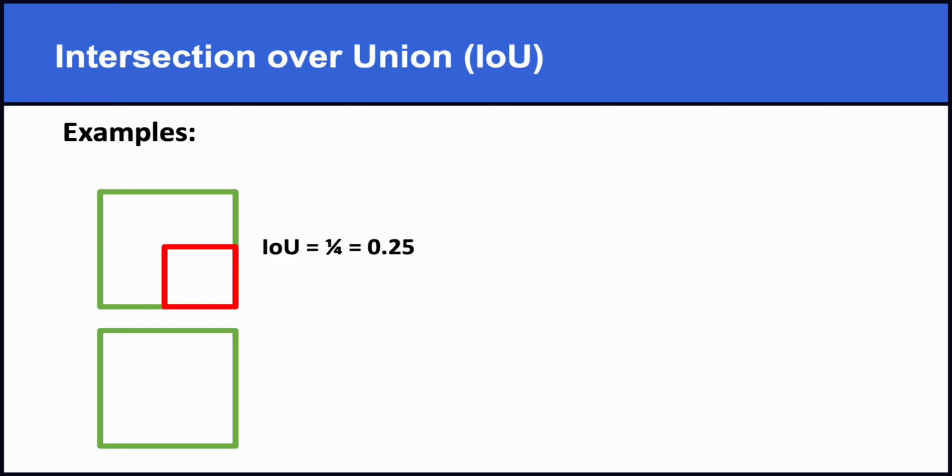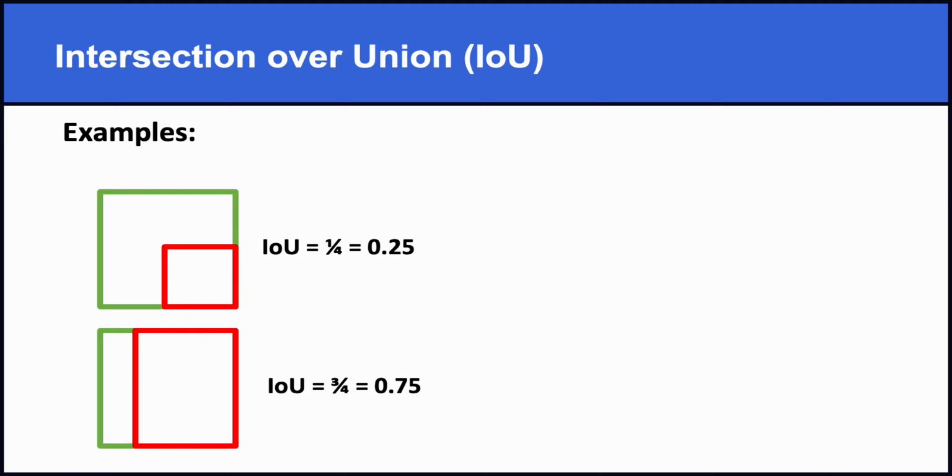Let's see an example of this calculation of intersection over union. In this first example, the intersection over union will be around 1 out of 4, which is 0.25, while in this second example, which is a little bit closer to the truth or more correct, it will be around 3 out of 4, which is 0.75. So in here we can guess that the closer the IOU is to 0, the worse it is, and the closer it is to 1, the better it is.